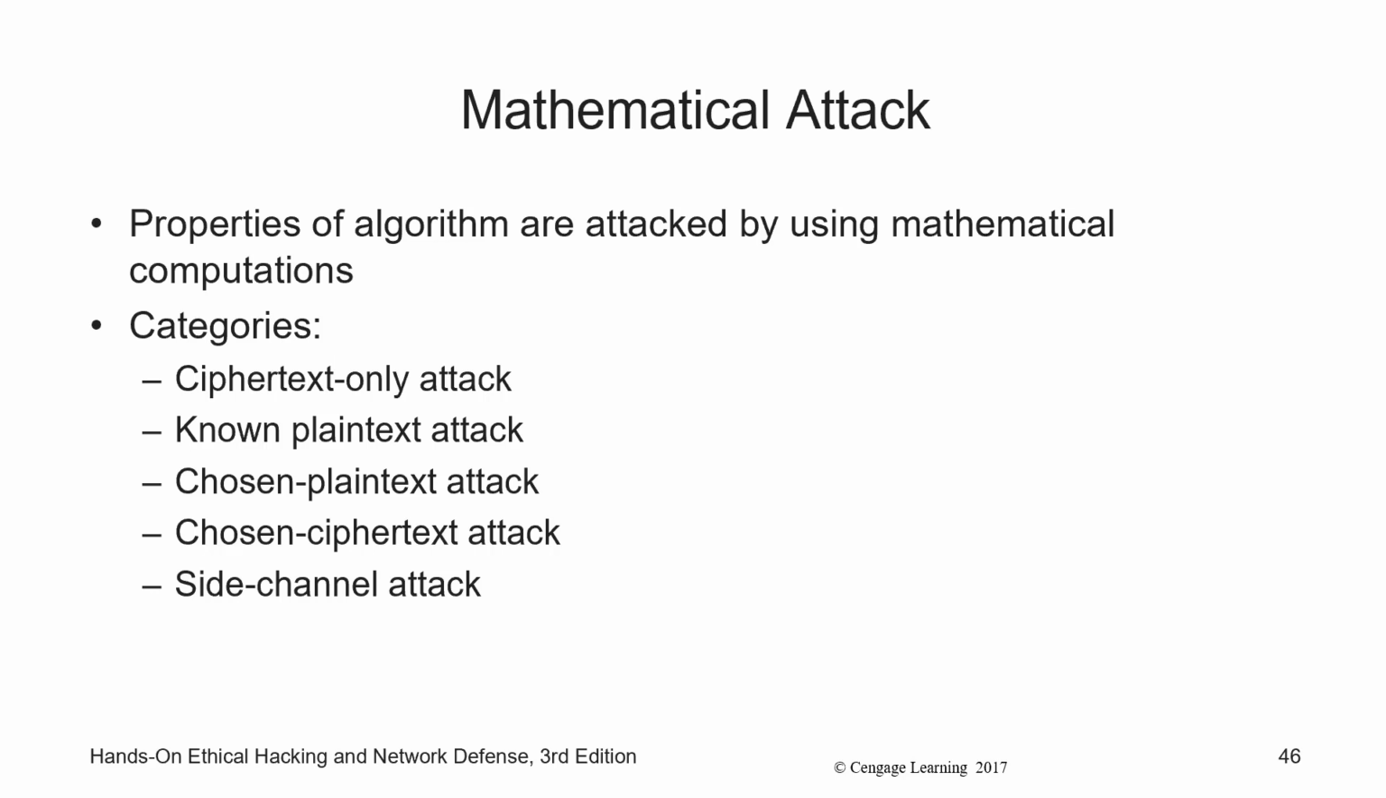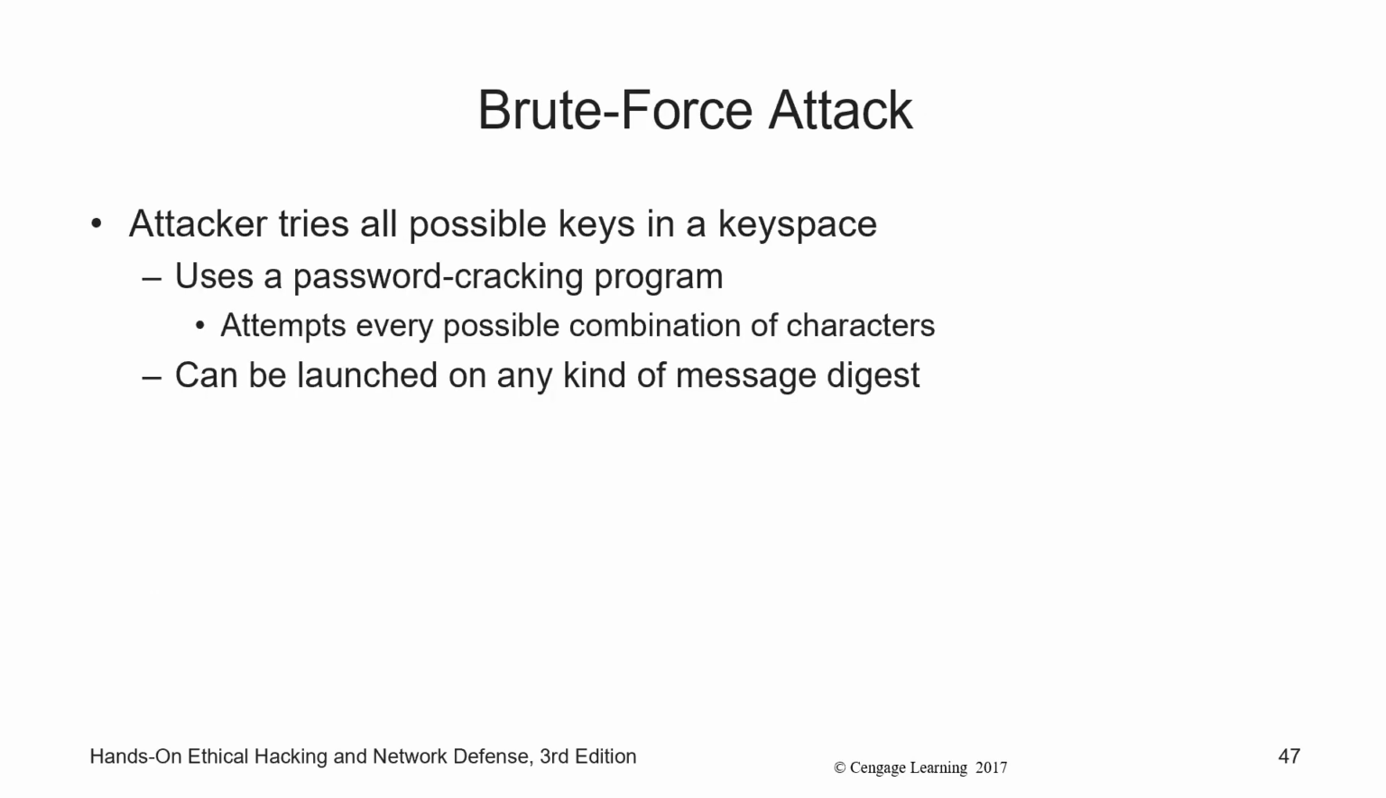So again, ciphertext only attack is you have the ciphertext, but you don't have the plaintext. Known plaintext is you know what the original message is. You're going to try and find an attack based on that. Chosen plaintext and chosen ciphertext is you have the ability to choose various plaintext and ciphertext and run it through the algorithm. But side channel attack usually is the way people go because you're trying to find a weakness where you can bypass the key altogether.